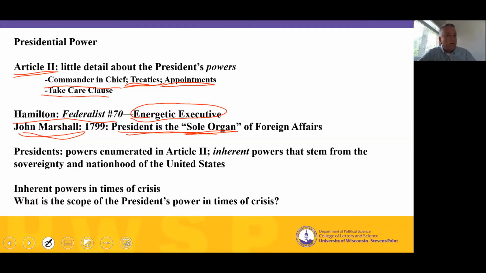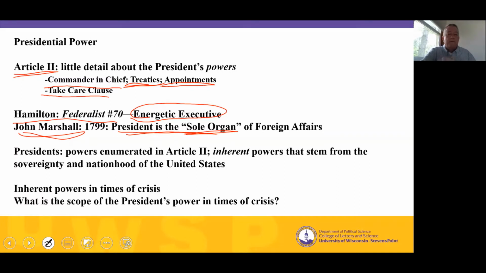We encounter John Marshall's argument in the late 1790s, and that argument comes back time and again in over 200 years of our constitutional history. That when it comes at least to foreign affairs and international relations, the president speaks for the nation, and the president is the most powerful institution in our constitutional system when it comes time to engage in foreign relations or foreign affairs. And that gets us to thinking about presidential power.